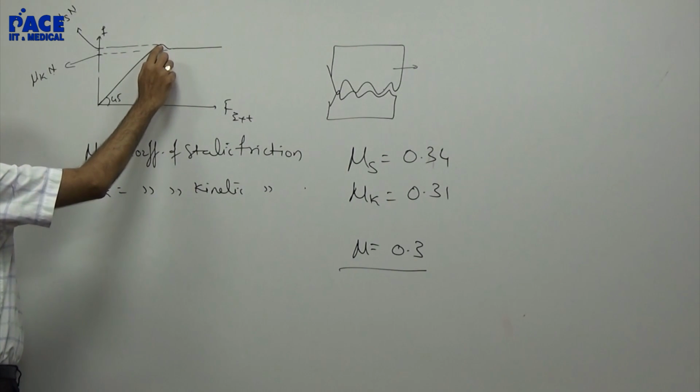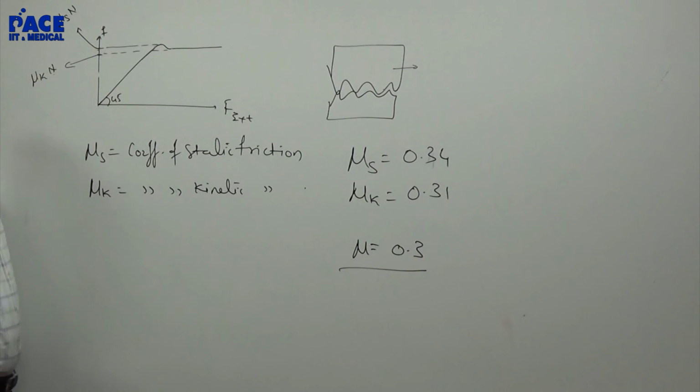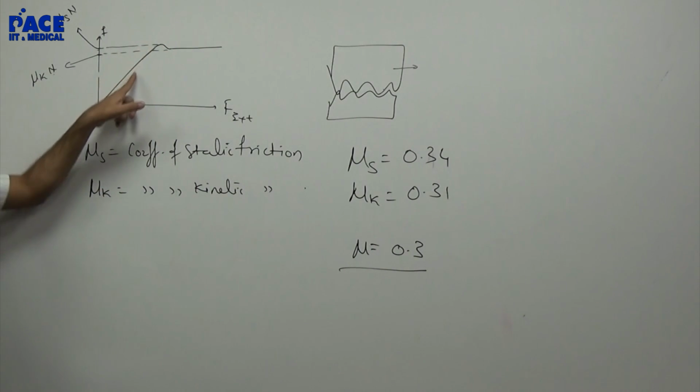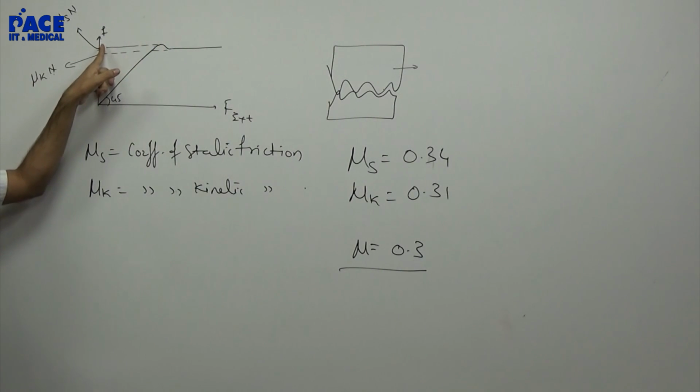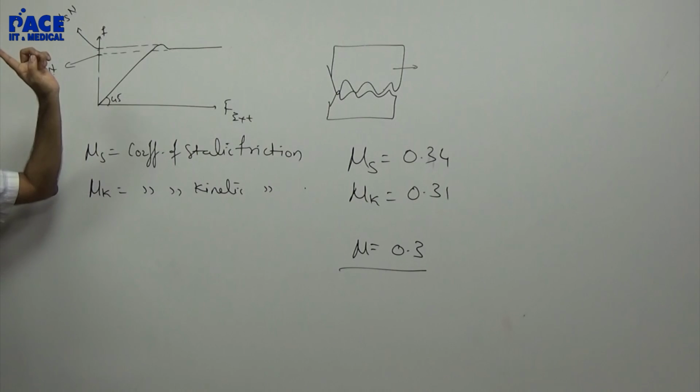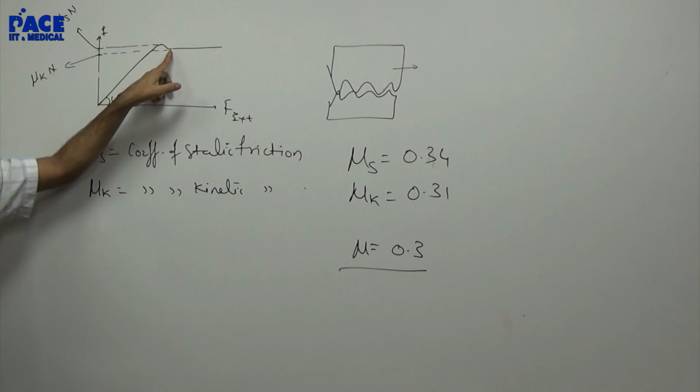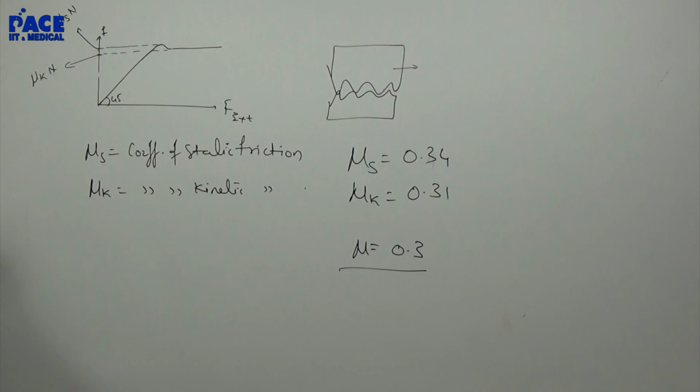This is the frictional force for which the body just started moving. Till then, the block was at rest. This angle is 45 degrees. At this value, the body just started moving, that is mu s into n. Once it moves, the mu value will slightly decrease in the second decimal place. So it will be mu k.